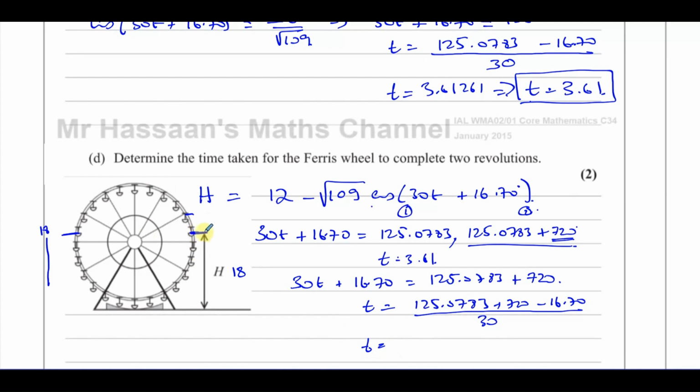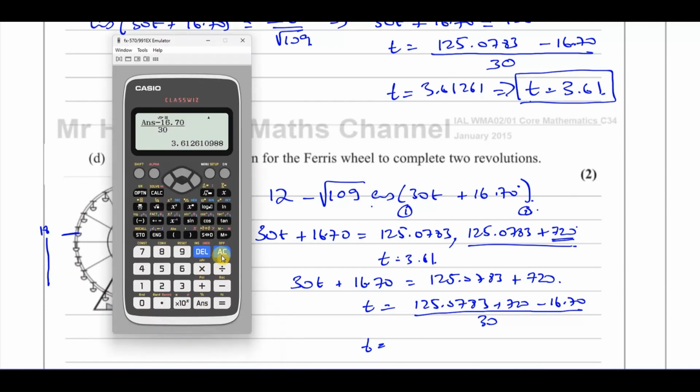Like after it's reached 18 meters, it's gone around once and then twice. Okay, so if I calculate this, I end up with, let me go back to, okay, we got this answer, right? So I'm going to take this answer, add 720, then take away 16.70, and then divide by 30. And that gives me 27.61261.